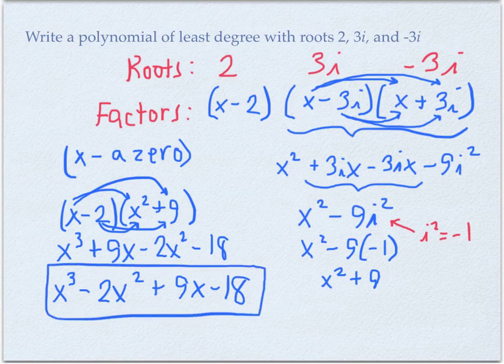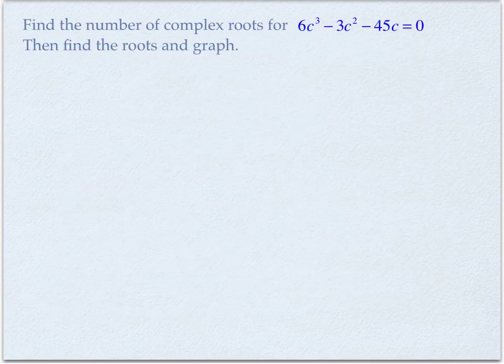So that's a particular polynomial. It has least degree, a degree of 3, and has those 3 roots. So write them as factors, multiply them out, and there you go. All right, last slide here is just one more example. Find the number of complex roots for that particular polynomial, then find the roots and then graph this thing.